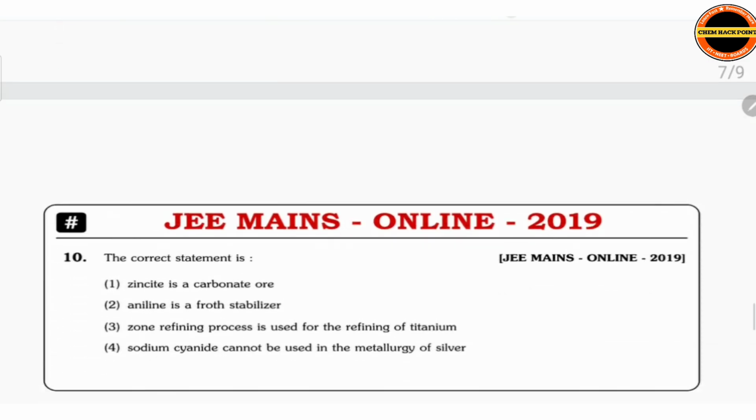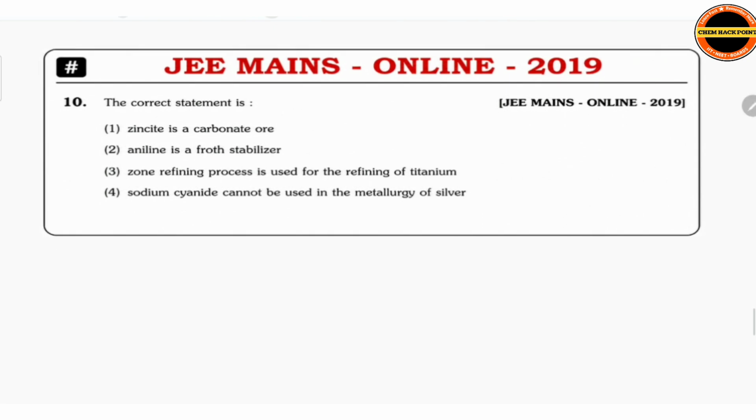Okay. See the question here, JEE Mains 2019. The correct statement is: zincite is a carbonate ore. See, zincite is zinc oxide. It's not a carbonate ore. Aniline is a froth stabilizer. Yes, it is a froth stabilizer which can help in production of foam. Zone refining process is used for the refining of titanium. No, zone refining is mainly used for silicon, germanium, gallium, such elements. So it's not for titanium. Sodium cyanide cannot be used in metallurgy of silver. No, we use sodium cyanide only, so 'cannot be used' is incorrect. So the final answer is 2, option 2.